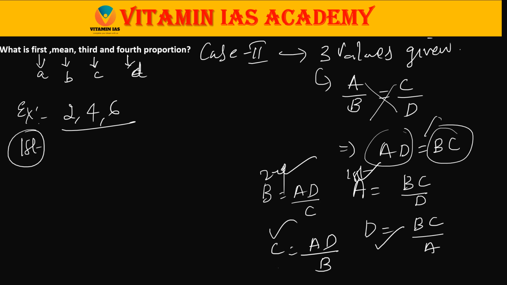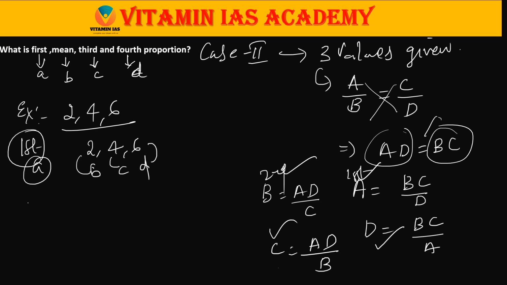Find the first proportion. Here the first proportion is equal to A. Then the values will be 2, 4, 6. Since it is already A, we shouldn't mention it here. So B, C, D: B value 2, C value 4, and D value 6.